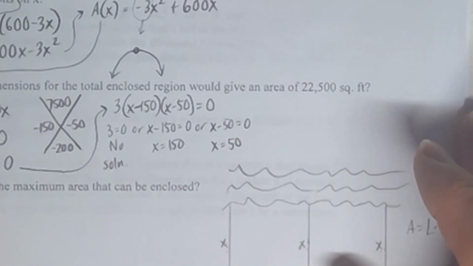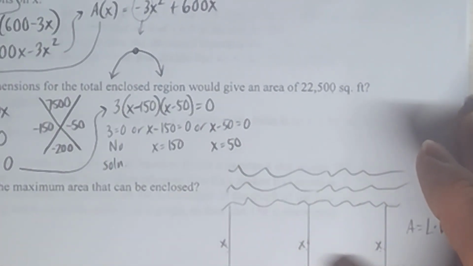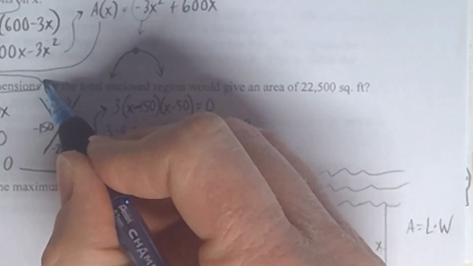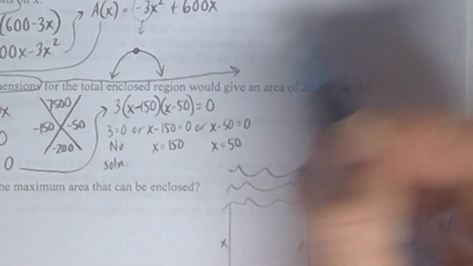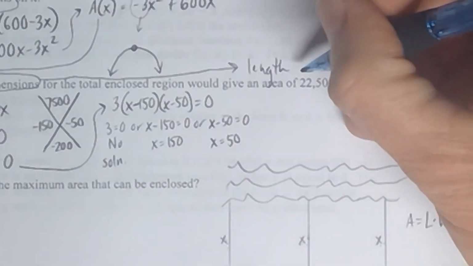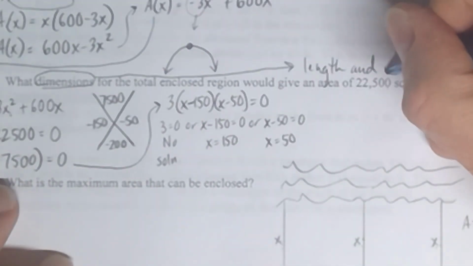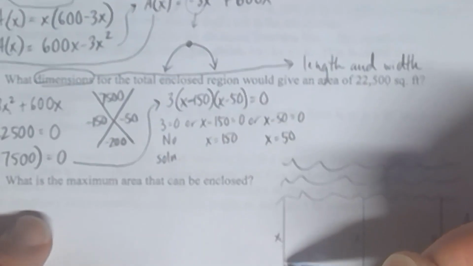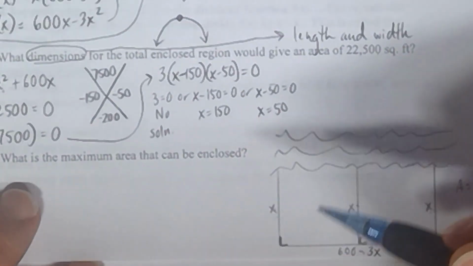But here's the thing, though. They want to know the dimensions. The dimensions means what when you're talking about a rectangular region? It is the length and the width. The dimensions is the length and the width. Remember, you guys, the x is just one of those things down here. The x is just one of those things.